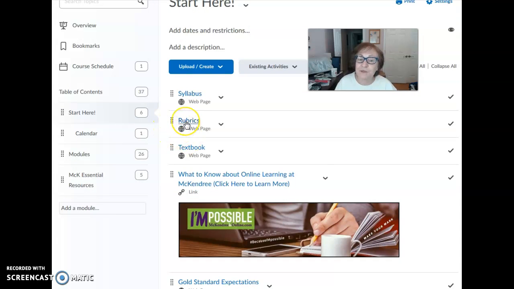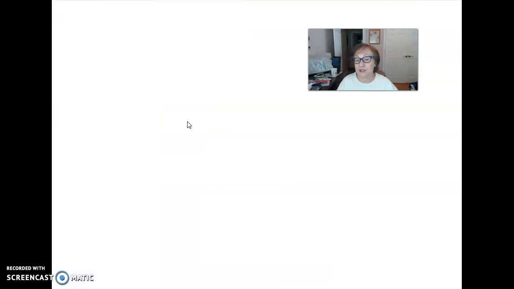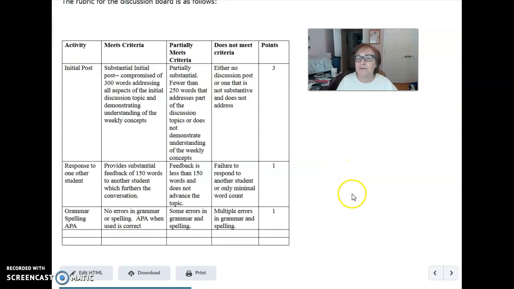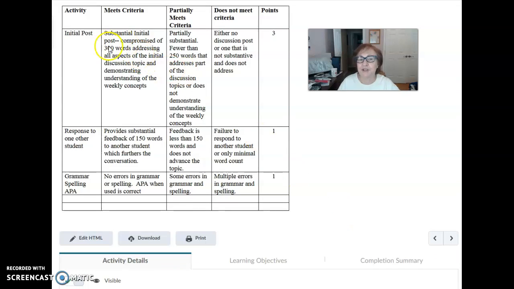So then the next place you would go would be rubrics. Right now, the only rubric that's there and the only one that you need to worry about is the rubric for the discussion. And here it is. You will have a discussion every week. Your initial discussion needs to be substantial, comprised of 300 words, addressing the initial topic and demonstrating understanding of the weekly concepts. Because this is a research class and you're going to be researching so many articles, I did not require that you support your topic with a scholarly source. So you don't need that for the topic.